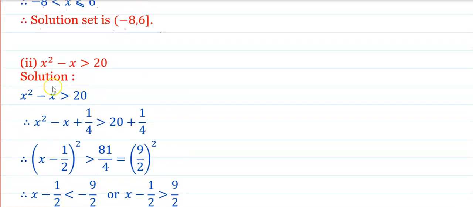Now the next is x square minus x is greater than 20. Okay, x square minus x is greater than 20.